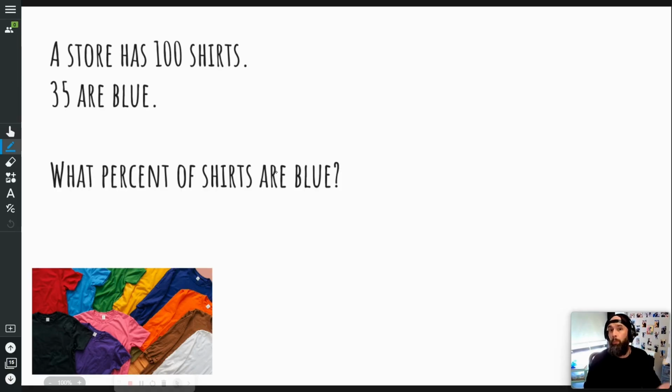Well, in order to find out the percent, we're going to do the fraction. I want it out of 100. So there's 100 shirts, 35 are blue. What percent is that? Well, 35 out of 100 is 35%.